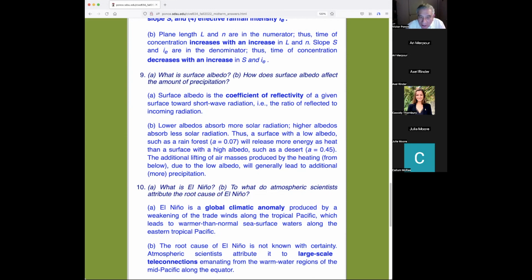Additional lifting of air masses produced by the heating from below due to low albedo will generally lead to more precipitation. That is in my book, by the way, in chapter 2, I believe.